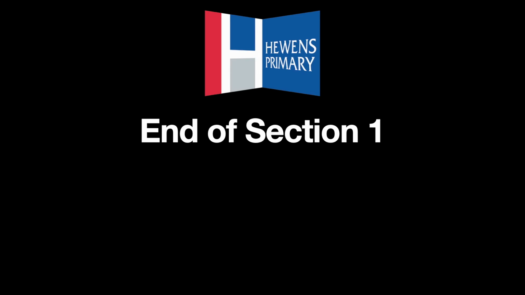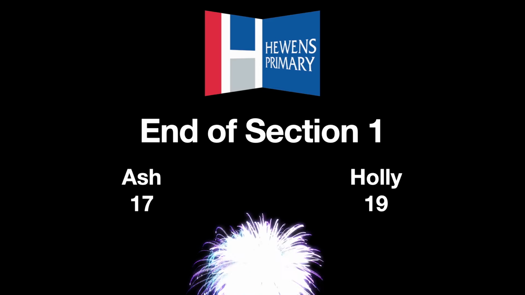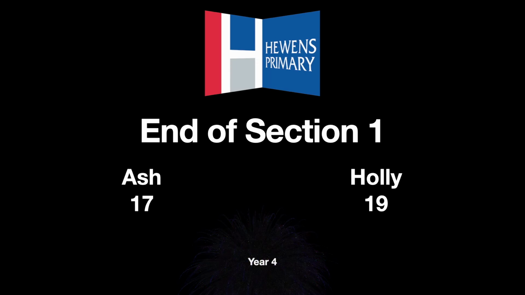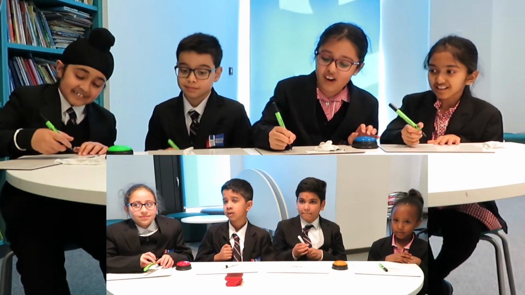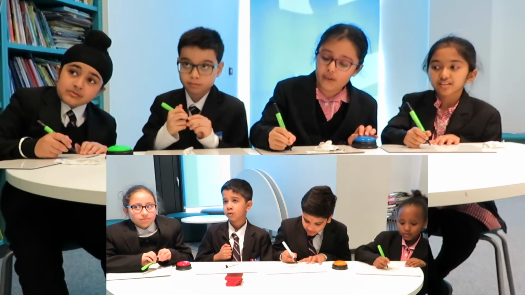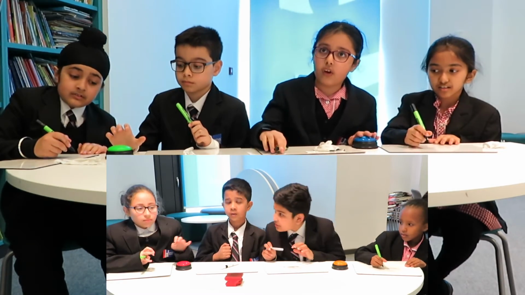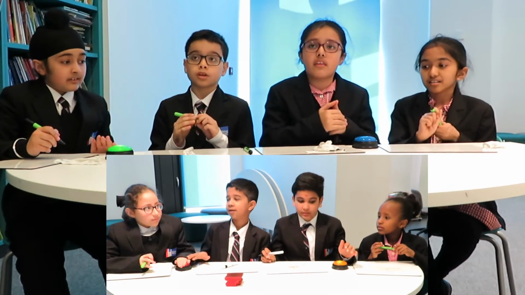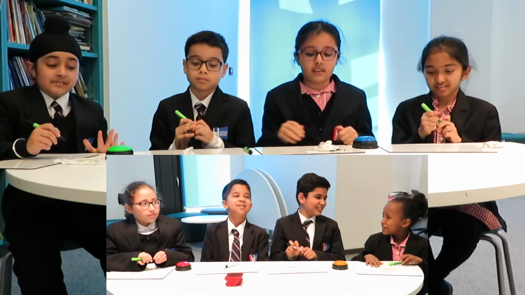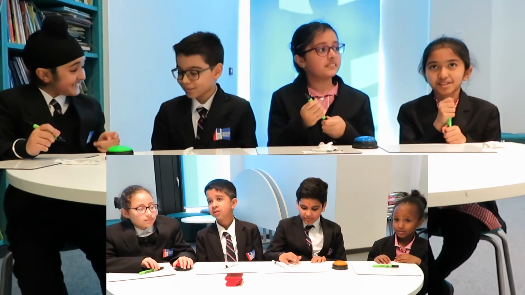And at the end of section 1, this is not the final. We have the buzzer section now, where it's speed and accuracy. Which of these is an odd number? Is it 14, 35, or 44? Ash? 35. Correct. Listen to this one.